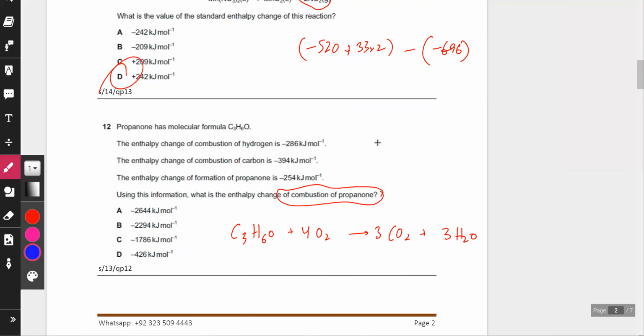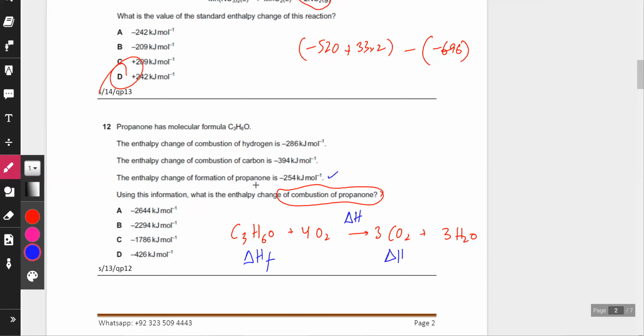Now the problem is, how would you find the enthalpy change of this reaction? Do you know the enthalpy of formation of propanone? I mean, that is given over here, minus 254. It gets written over here. But are you given the enthalpy of formation of carbon dioxide?